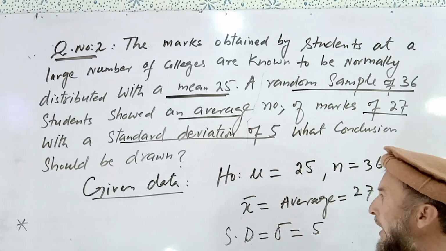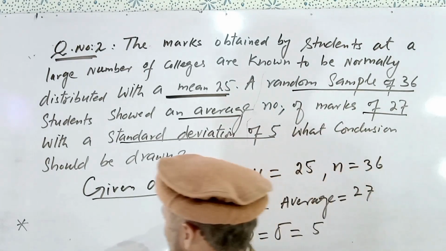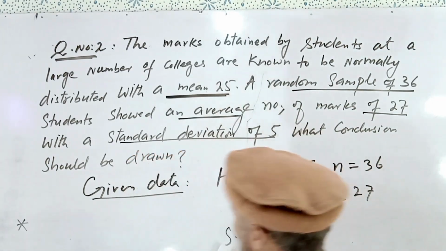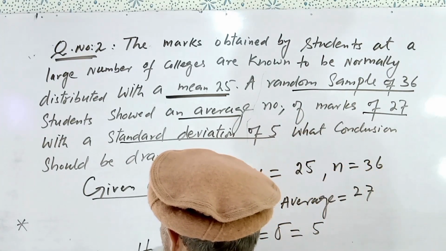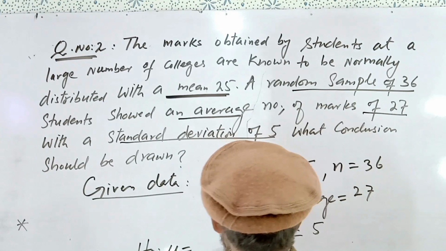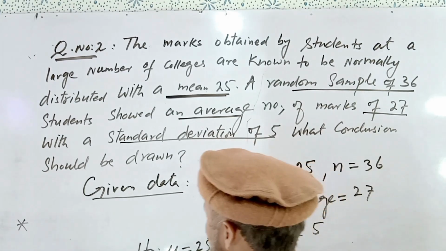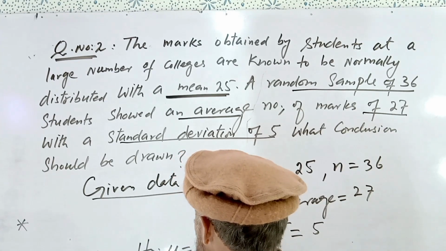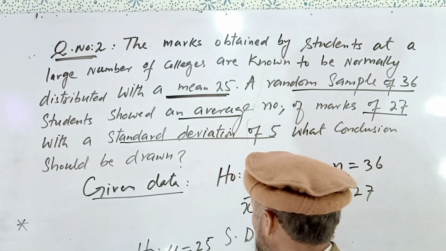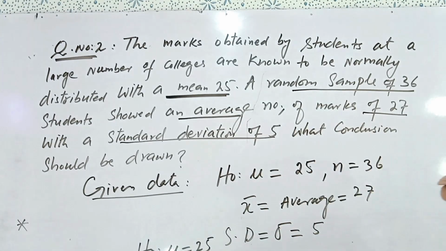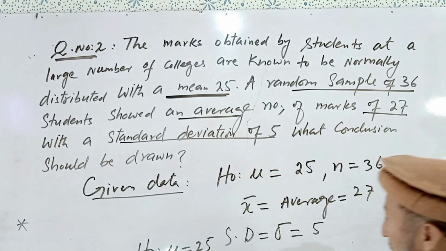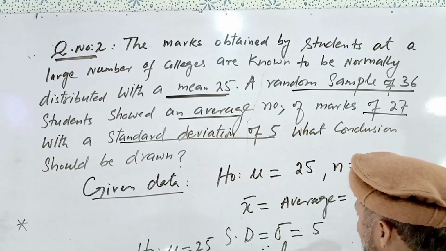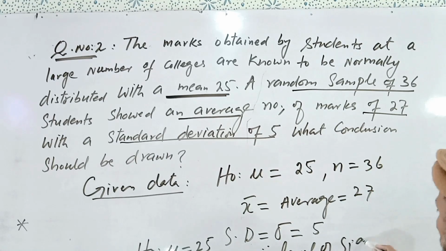So first we formulate the null and alternative hypotheses. H naught: mu is equal to 25. This will be a two-sided test because we do not agree that the population mean is 25. In the second step, we use the level of significance. Alpha is 5% if it is not given in the question.